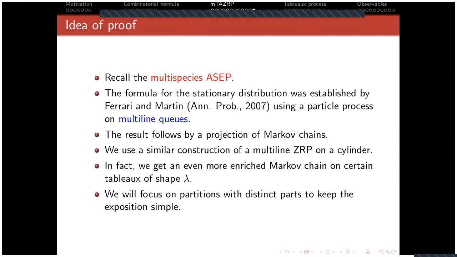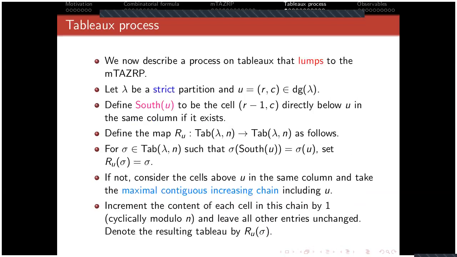And to give an idea of the proof of our theorem, we can again use multi-line queues, similar to what Visha mentioned. We can construct a multi-line zero-range process on a cylinder. At each level you have a zero-range process, and they are coupled. But we can get something even bigger: a Markov chain which is even more enriched, on tableaux of shape lambda. This tableau process is quite complicated for general partitions, but if you have distinct parts, this is not so hard.